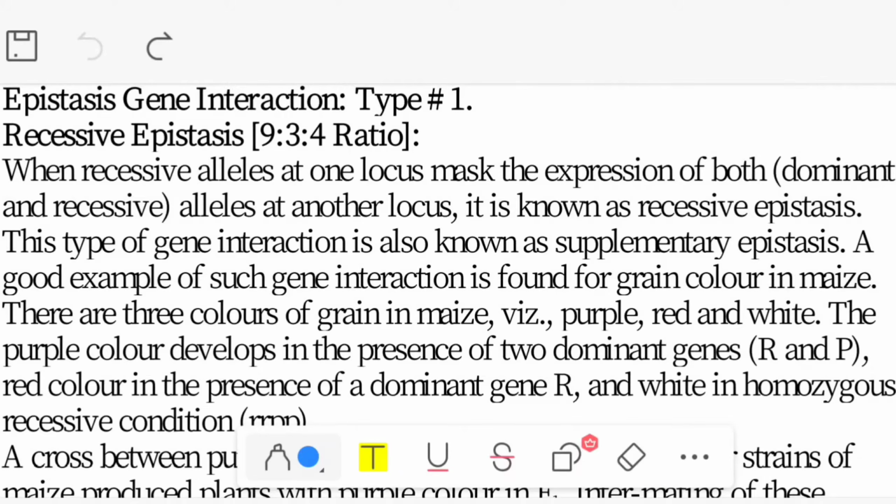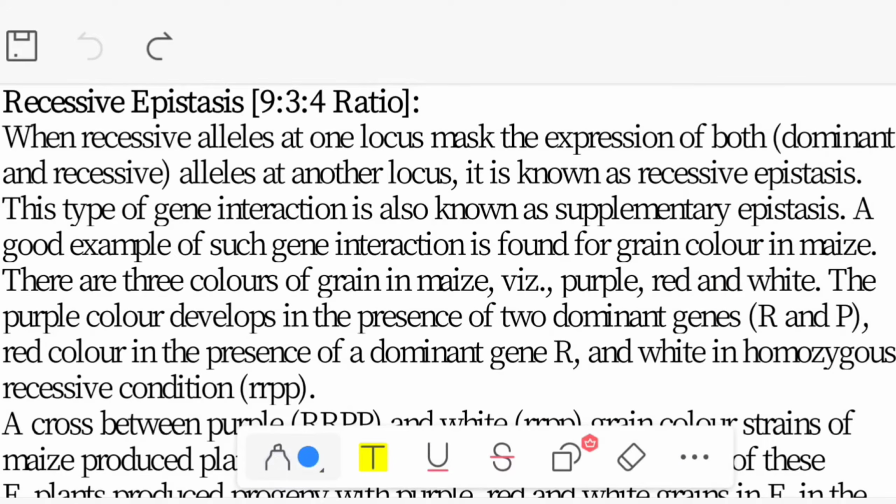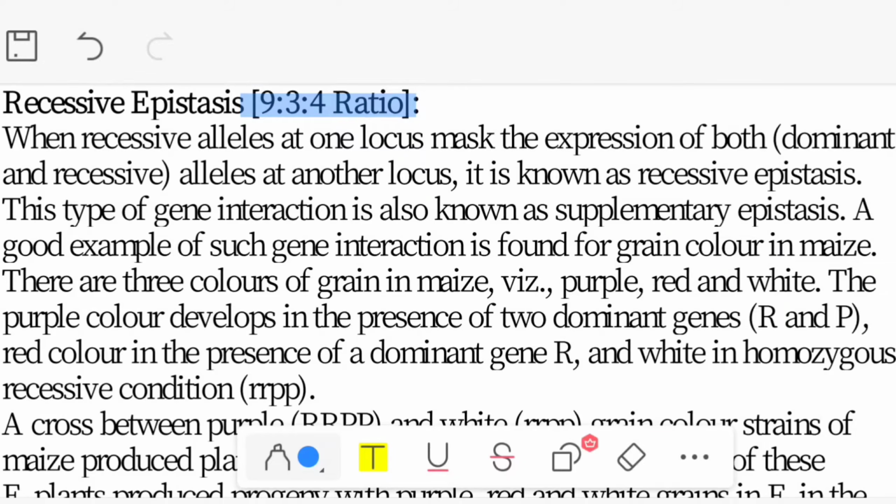Starting with recessive epistasis. Here the ratio of the recessive epistasis is 9:3:4. Whenever the recessive alleles at one locus are masking the expression of the other alleles at the other locus, regardless of their dominance or recessiveness, it is known as recessive epistasis.